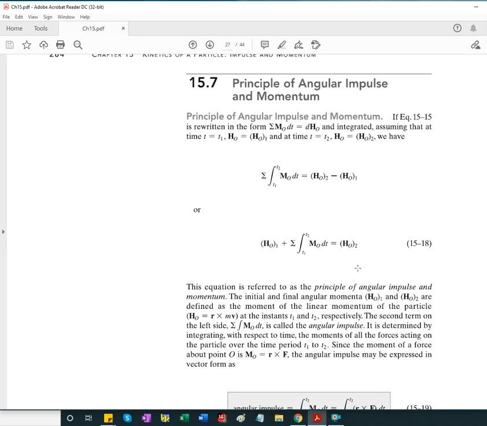And there are problems where angular momentum considerations are even more useful than for, say, the problem that we looked at, sample problem 15.12. Principle of angular impulse and momentum. Here we state that the sum of the integral of moments upon the particle or system of particles taken between t1 and t2 is the difference between the angular momentum at the end of the event minus the angular momentum at the beginning of the event.